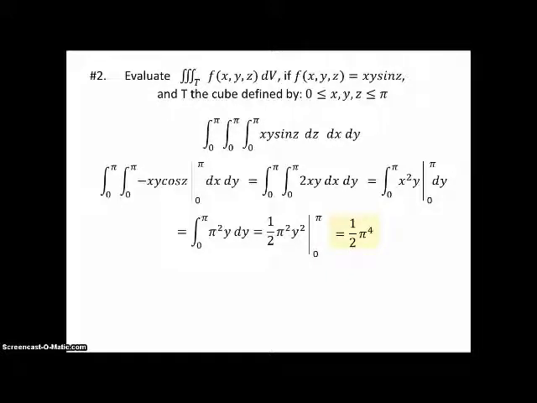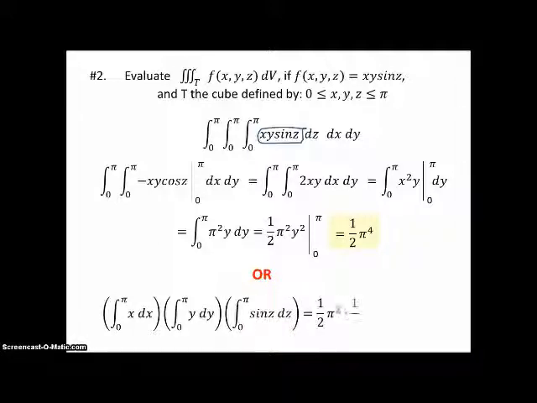Now notice that our function can be separated into the product of 3 functions, one in terms of x, one in terms of y, and one in terms of z. And we talked about that in an earlier lesson. And so we could have integrated differently. We could have made this triple integral into a product of 3 single variable integrals and done it that way. We would evaluate each one separately and still get the same answer. This won't happen very often, but if it does, this is a nice little shortcut.